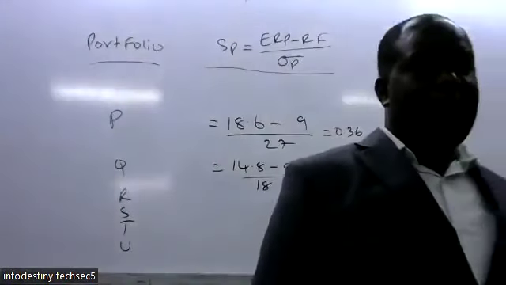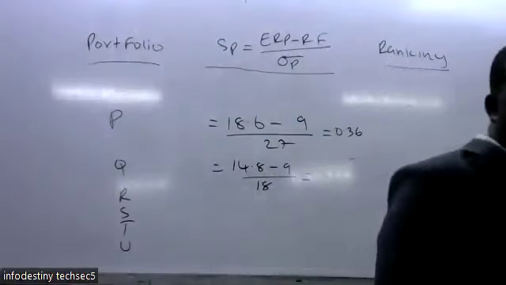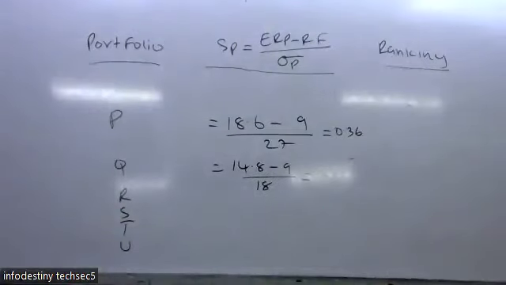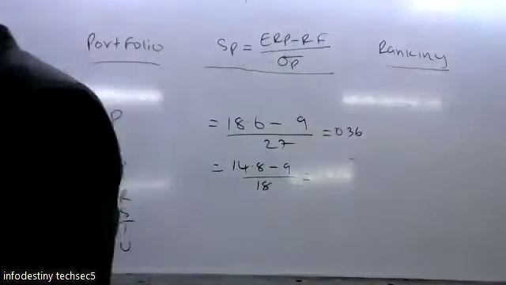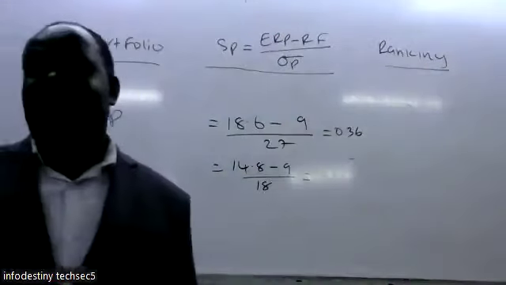Then you give the rank. So this time we shall not include the market because they only wanted the rank. So when you rank, which one is number one? U is number one. Then number two will be.